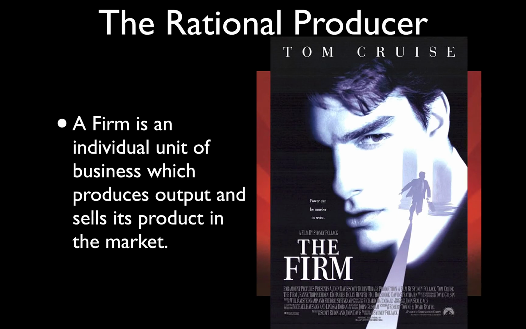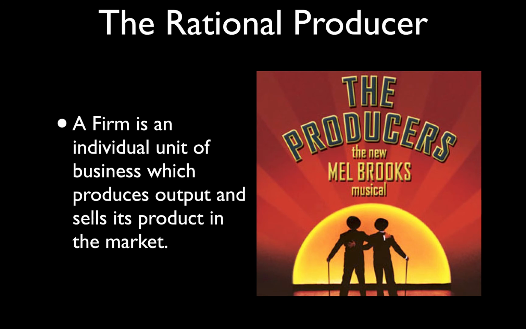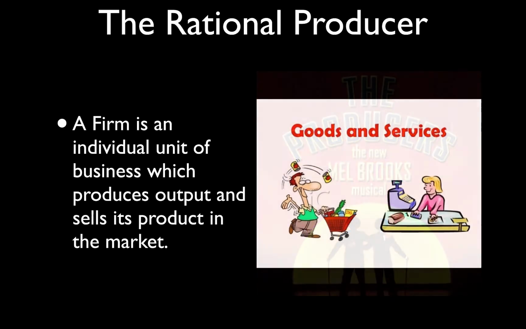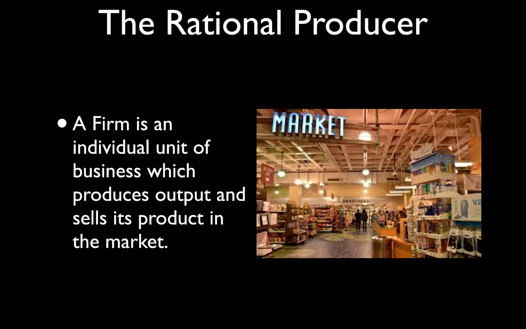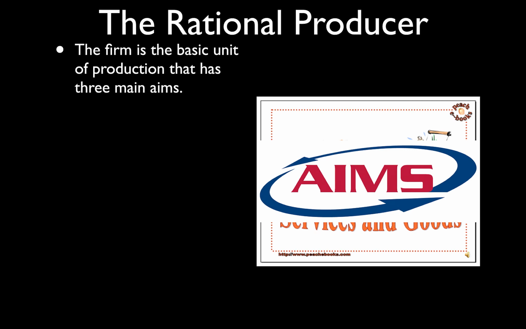Okay, now I suppose a very important thing to understand is this concept of the rational producer. So what is a firm? Well, a firm is an individual unit of business which produces goods and services, produces output, and then sells it in a market. That's all a firm is. Now you must ask, why would anybody set up a firm? Well, the firm has essentially three main aims, and this is really important because this leads into cost of production and why they are so important.